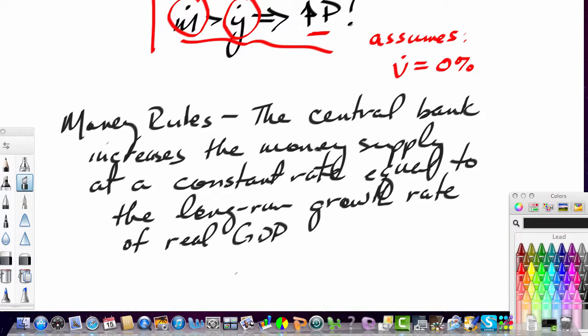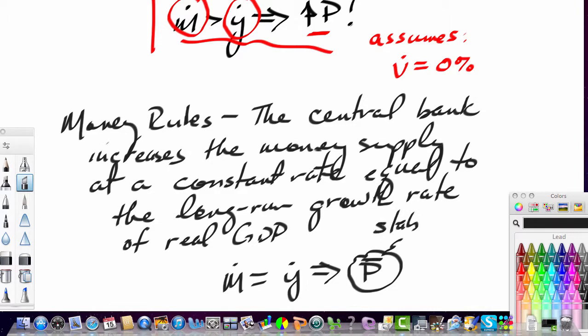In other words, the idea is m dot should equal y dot over time, and if m dot equals y dot over time, then the price level should remain relatively constant. So the goal of money rules is stable prices, where prices are not rising in general and they're not falling in general.